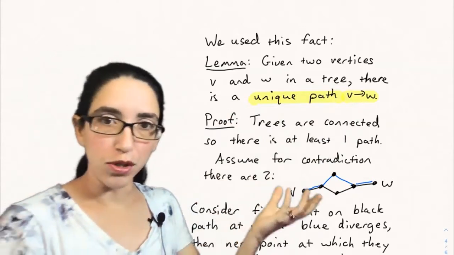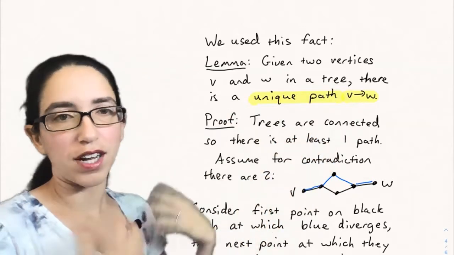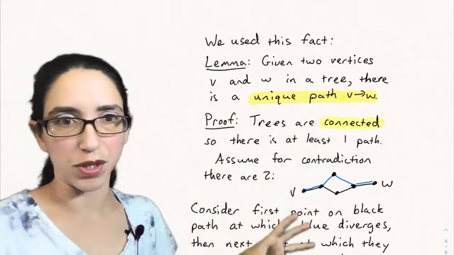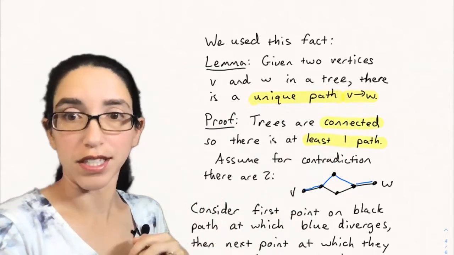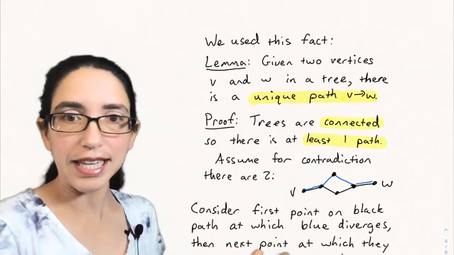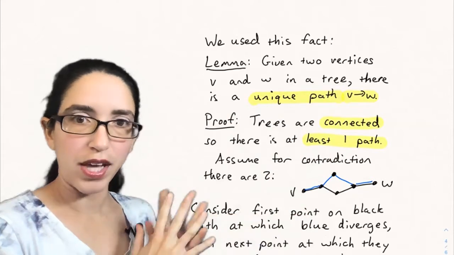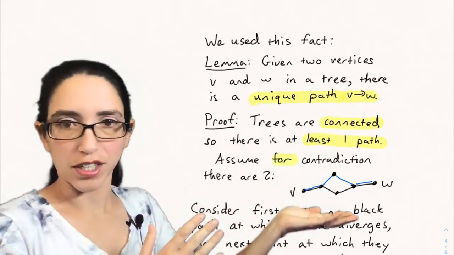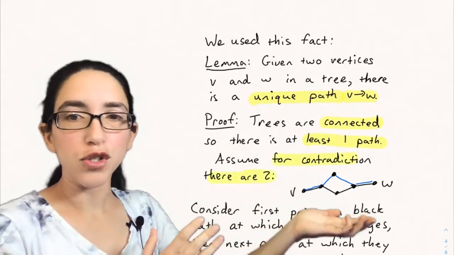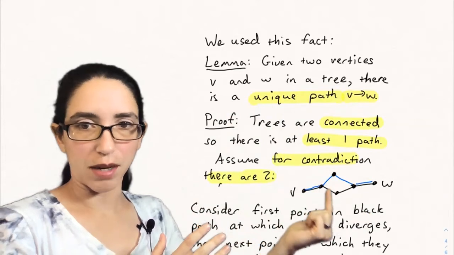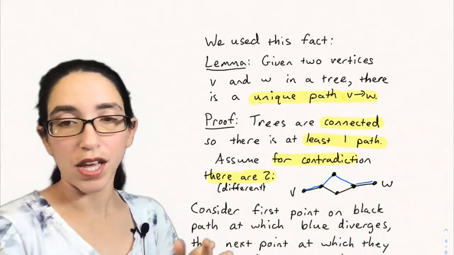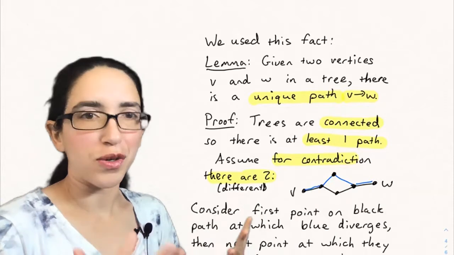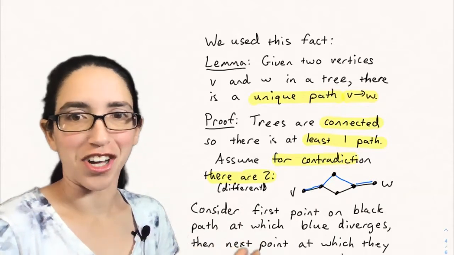And for the proof, well, trees are connected. If it's not connected, it's called a forest, right? If you have multiple trees. So trees are connected. So there is a path between any two vertices in any connected graph. So there's at least one path between v and w. And now we'll do a proof by contradiction. Assume for contradiction that there's two paths from v to w. Let's say a black path and a blue path, but all of these are ordinary edges on the graph. And we're going to show a contradiction that it's actually not a tree.